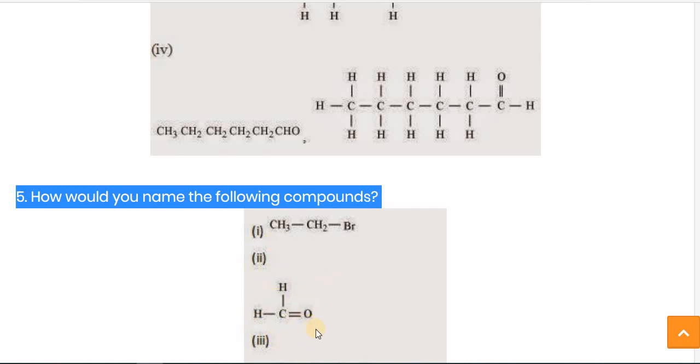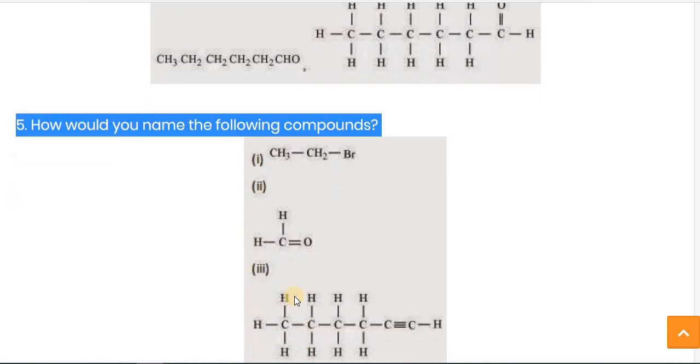In the second structure the CHO group is there, which stands for the aldehyde group, and for the aldehyde group the al suffix is used. One carbon means methane, methane plus al. So this structure name is methanal, and another name of methanal is formaldehyde, so you can also write formaldehyde.